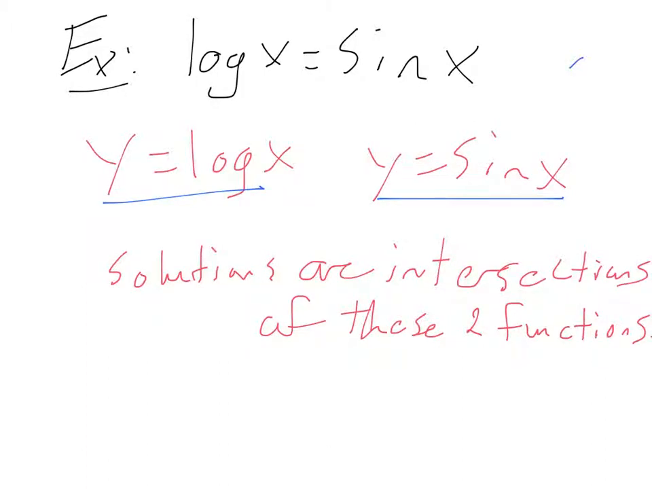So if you're successful at using the intersection function to solve these two equations, you should get x equals 2.696, 7.328, and lastly, 8.264.